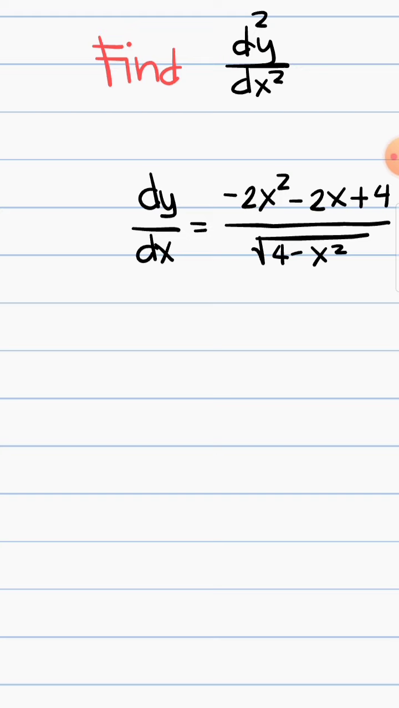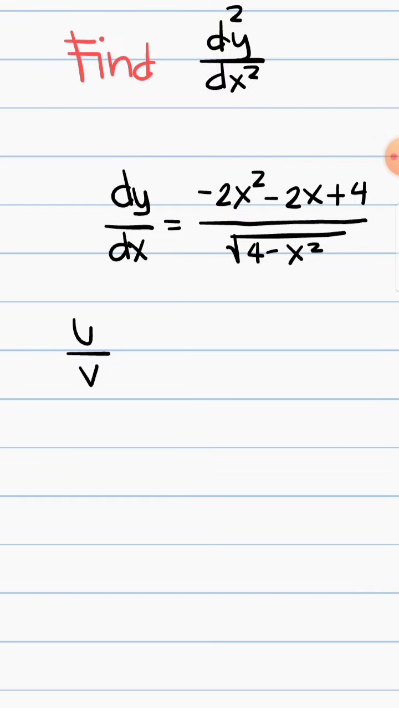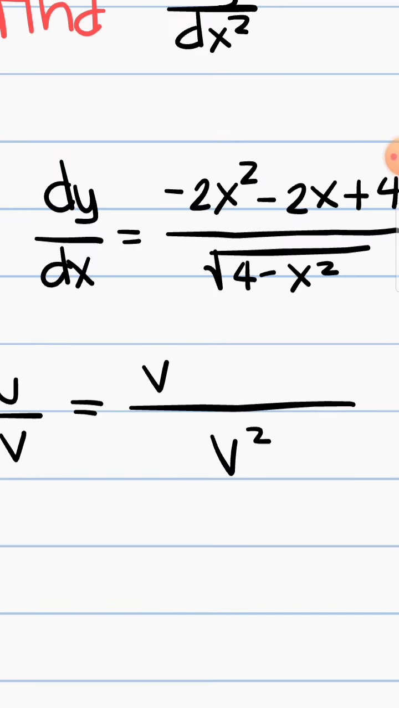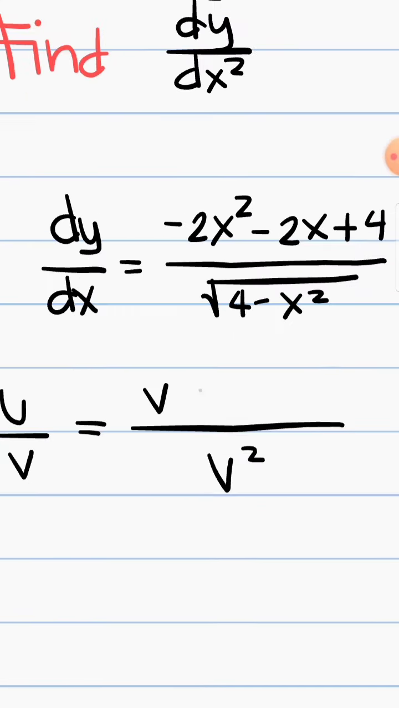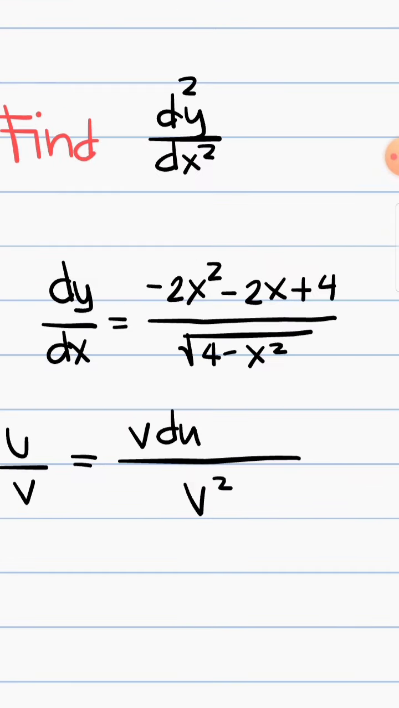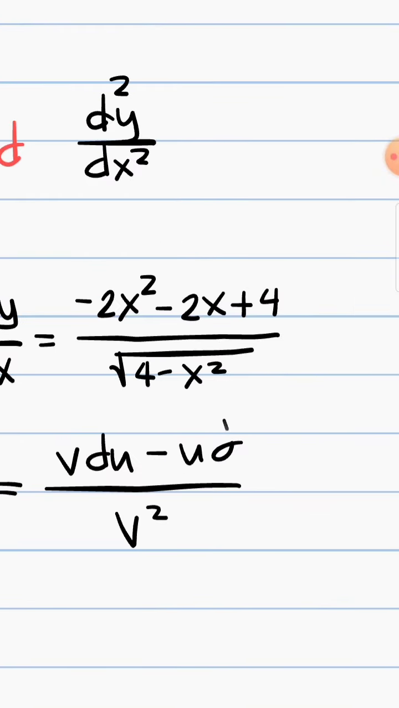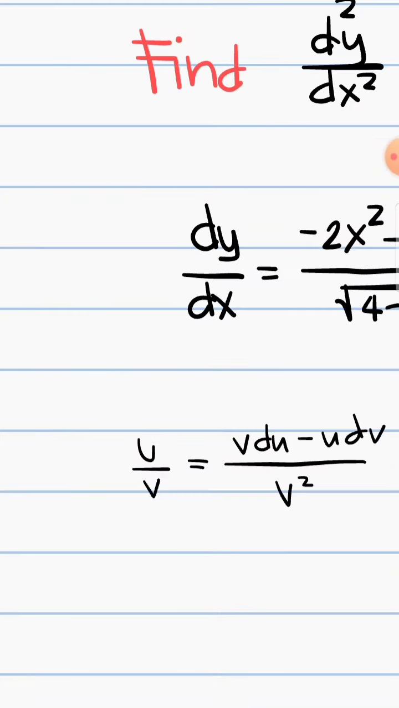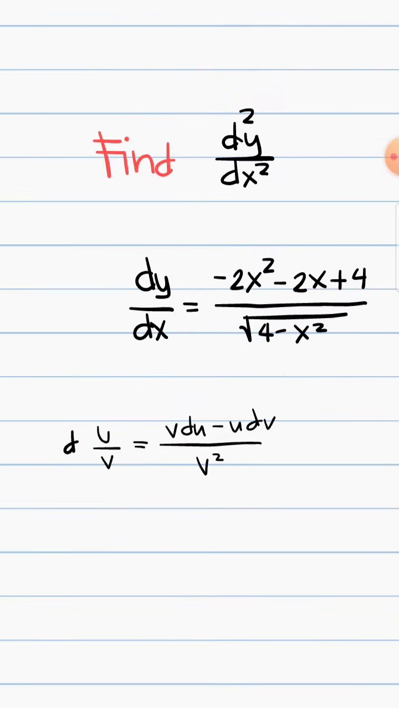So the quotient rule says that if you have u over v, where u and v are functions of x, you will have to follow this formula: v squared, and the numerator will be v times the derivative of u minus u times the derivative of v, right? That's the derivative of u over v.